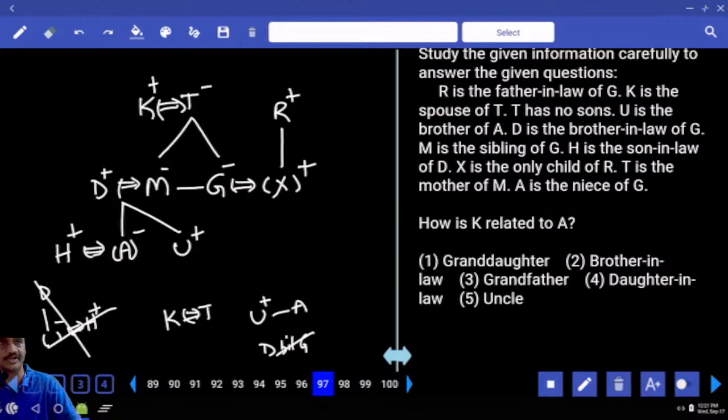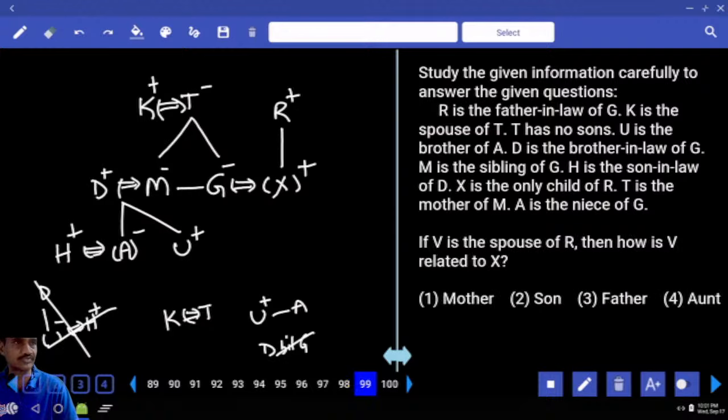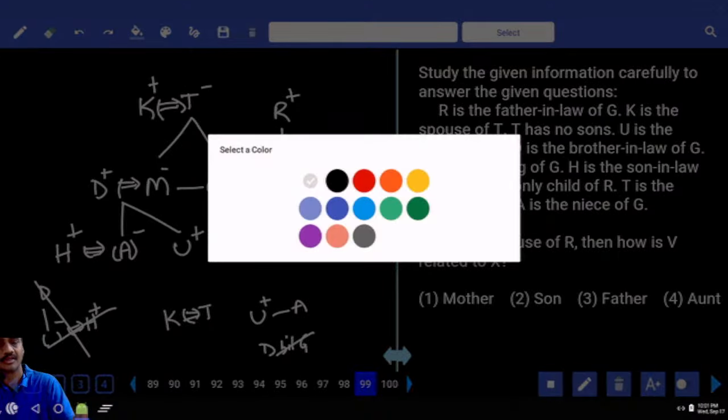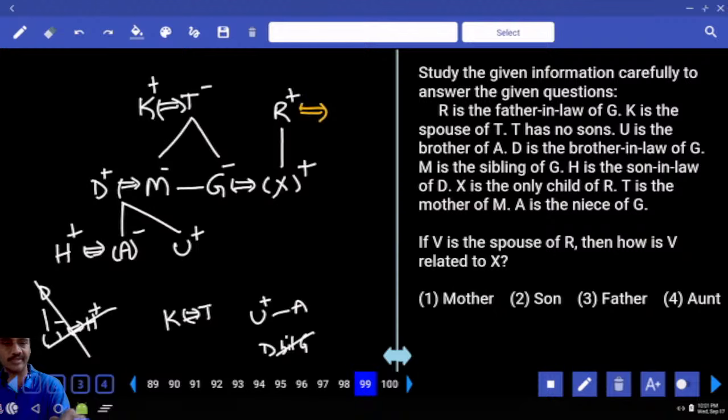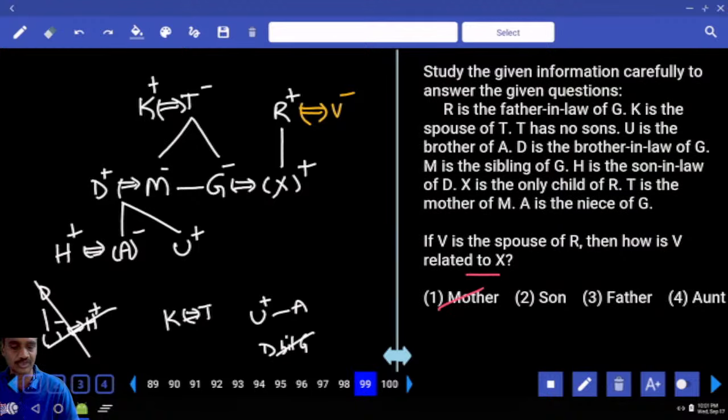Then how is K related to A? A's mother's father, grandfather. Grandfather, choice 3, question 97. The next one, 98. How many male members are there in the family? 1, 2, 3, 4, 5, 6. Now 6, that is choice 4. Then 99. If V is the spouse of R, R is a male, spouse means a female. Then how is V related to X? X's mother. Mother, choice 1.